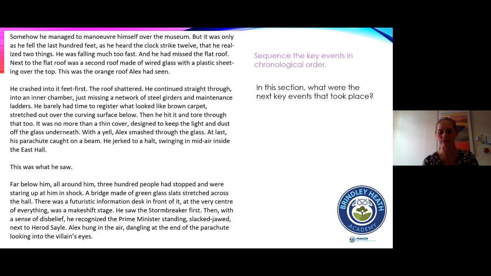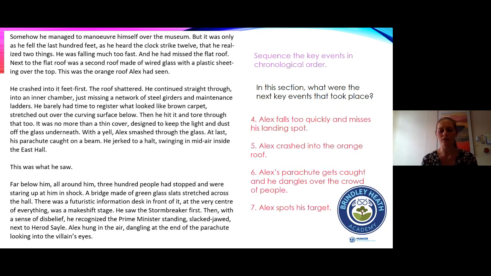Okay, 5, 4, 3, 2, 1. So first of all, Alex falls too quickly and misses his landing spot. He then crashes into the orange roof that he'd seen before. His parachute gets caught on a beam and then he ends up dangling over a crowd of people. And then finally he spots his target.